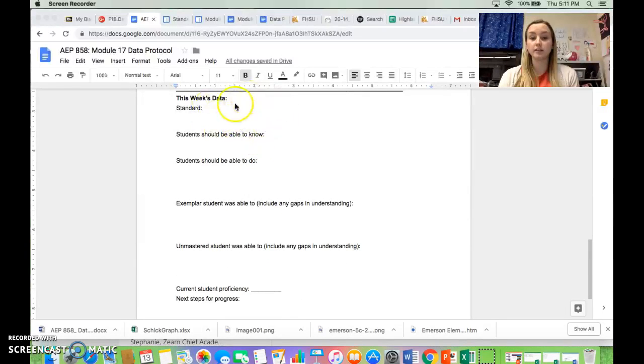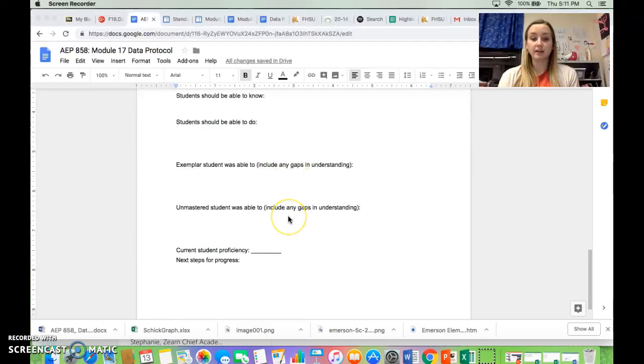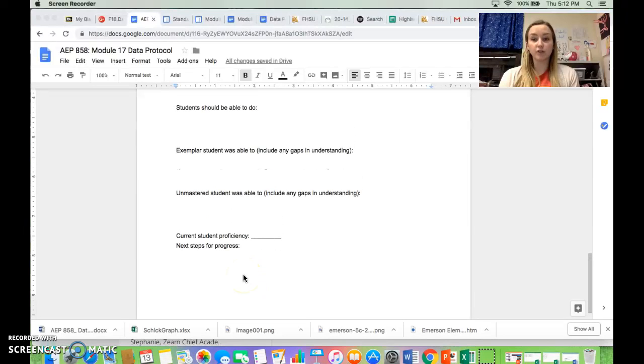So you take a standard, and then you break down what students should be able to know and do from this standard. That challenges teachers to really break down their teaching. You look at exemplar students and unmastered students. So thinking about students who did a great job on this, did they have any gaps between what I really wanted? And then also our unmastered students, what were their gaps like? And then your current students' proficiency, so thinking about how many of your students are currently on track, and then your next steps for progress. So what are you going to do next?